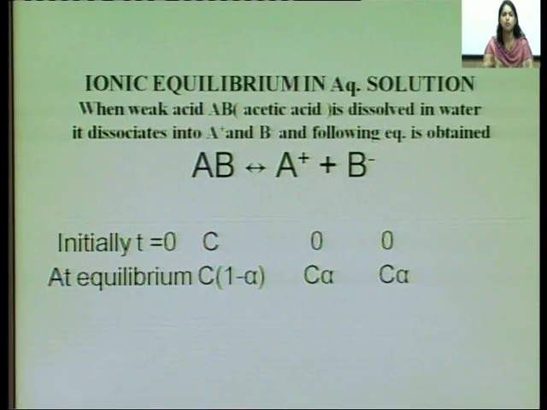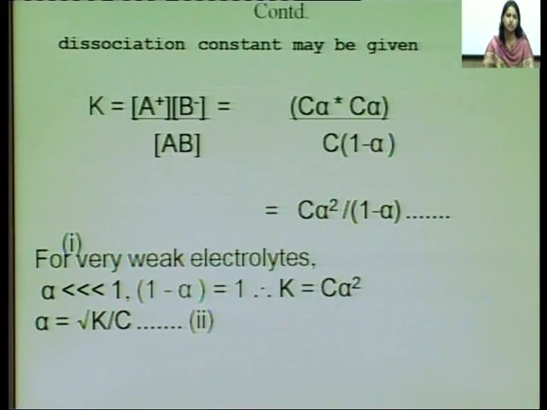So, what has been obtained as a product? C alpha amount of cation and C alpha amount of anion has been formed. It is very clear from this equation. Now I am going to write the equilibrium constant. The equilibrium constant is also known as dissociation constant. What is dissociation constant? Dissociation constant is the product of the concentration of products over the concentration of reactant.